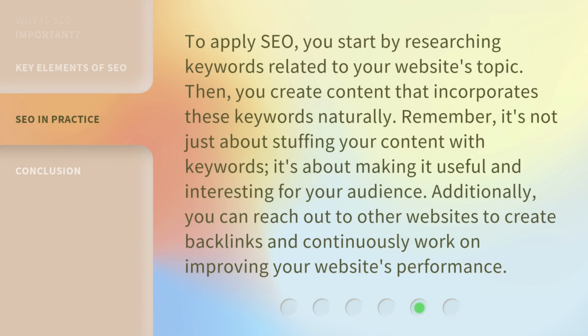To apply SEO, you start by researching keywords related to your website's topic. Then, you create content that incorporates these keywords naturally. Remember, it's not just about stuffing your content with keywords. It's about making it useful and interesting for your audience. Additionally, you can reach out to other websites to create backlinks and continuously work on improving your website's performance.